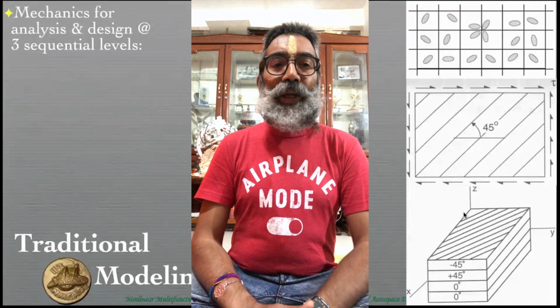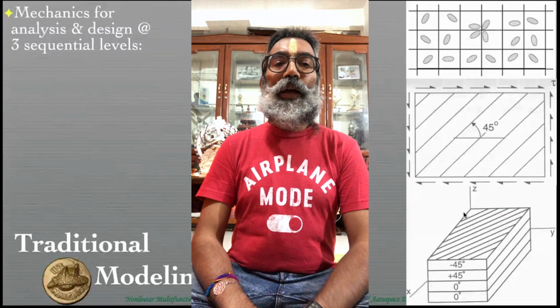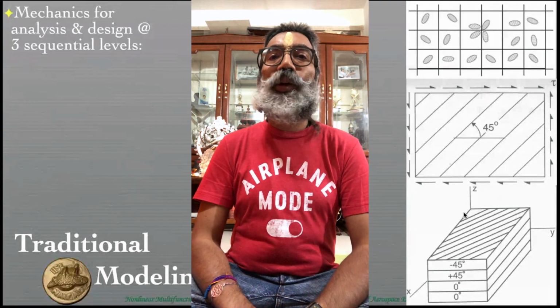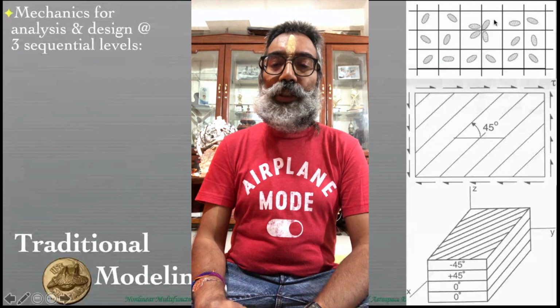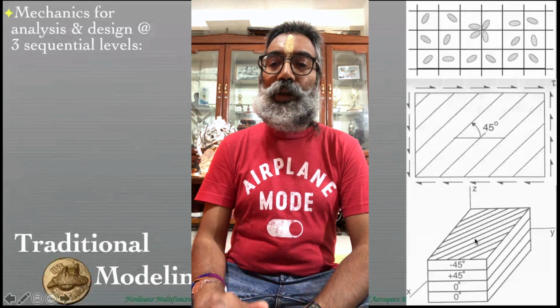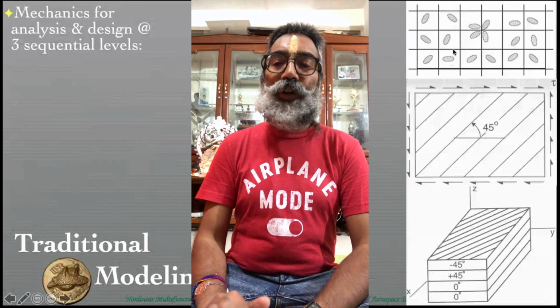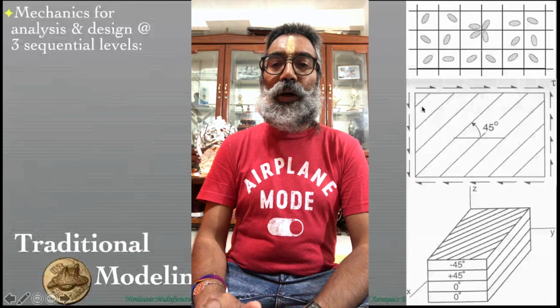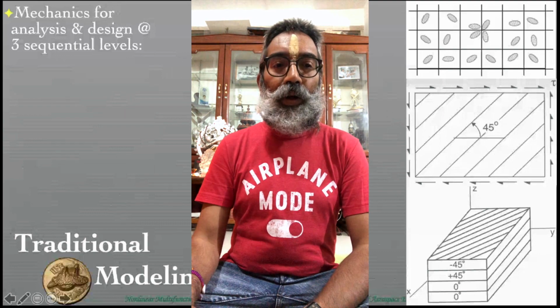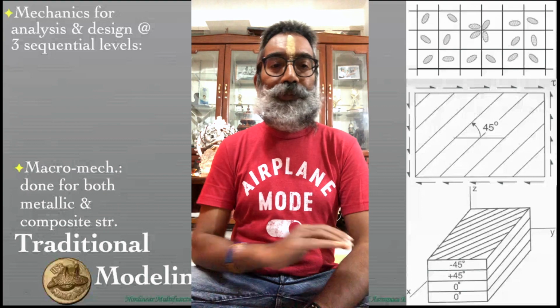So mechanics for analysis and design is done at three sequential levels, as we saw in this figure, the one here, the one in between, and the third over here. So this is kind of a connection between the two, and so it becomes a very critical thing which we will spend quite some time on as we go forward in this course.